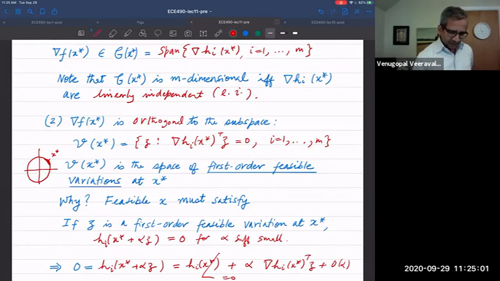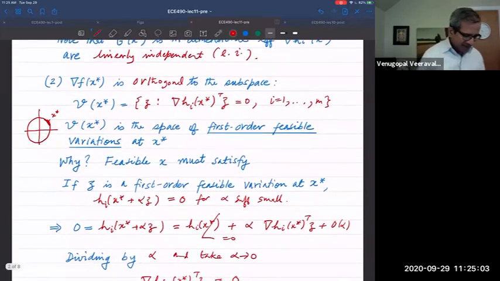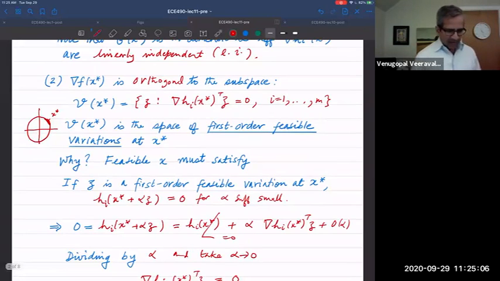All right. And we'll see how this V of X star plays a role in the Lagrange multiplier theorem a little bit later.